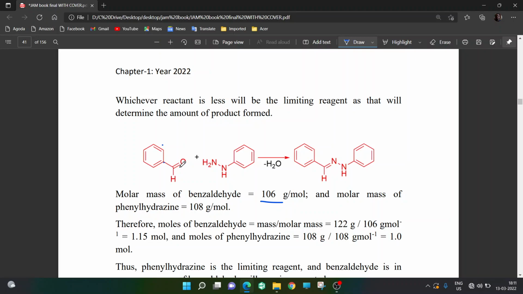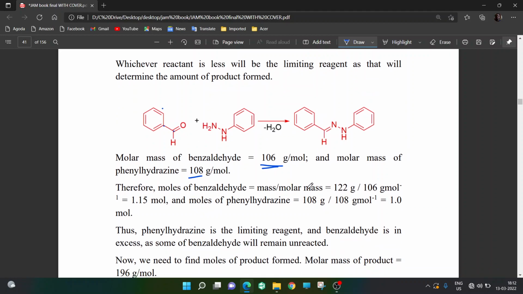So 7 carbons are there, and 12 sevens are 84. I'm so sorry, yes, 12 sevens are 84, plus oxygen, that is 16, and then 6 hydrogens, that will add up to 106. Similarly for phenylhydrazine, you will get the molar mass as 108. So the moles of benzaldehyde is equal to mass by molar mass, that equals 1.15 moles, and moles of phenylhydrazine is 1 mole.